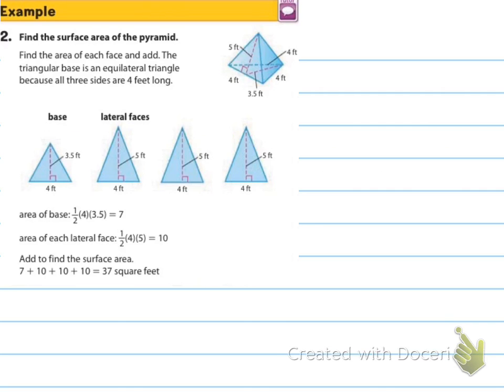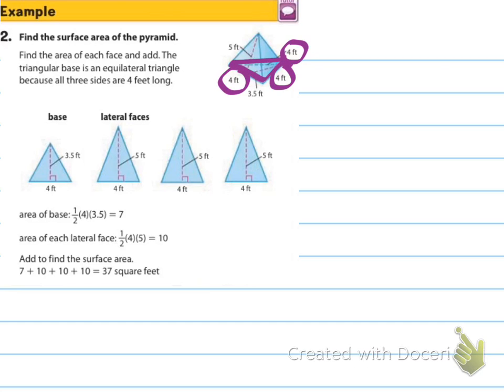So let's see what we can do. All right, so we've got to find the surface area of the pyramid. Find the area of each of the faces and add. The triangle base is an equilateral triangle because all 3 sides are 4 feet long. So notice that when you're looking at this, the first thing you want to do is look at that base, and if all of them are the same, then we're golden.